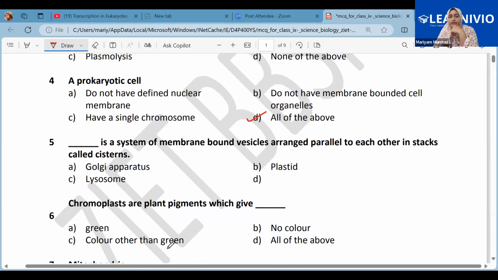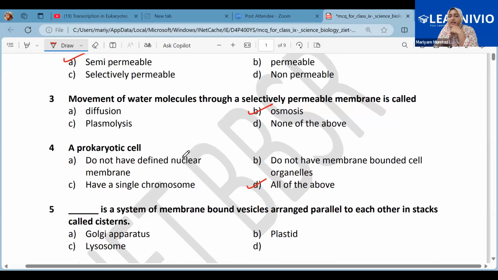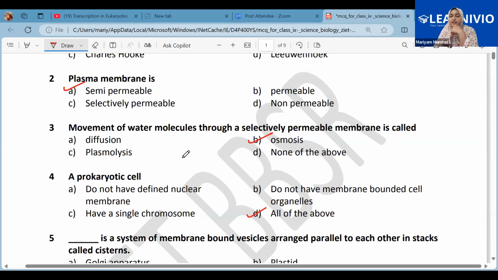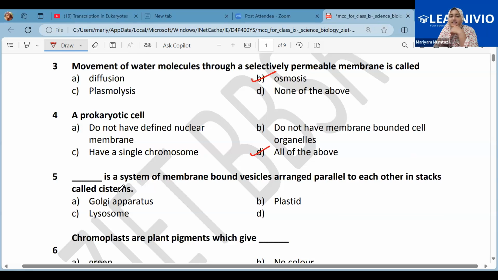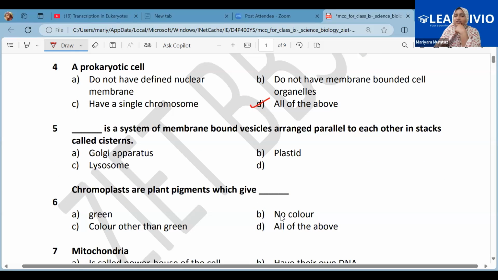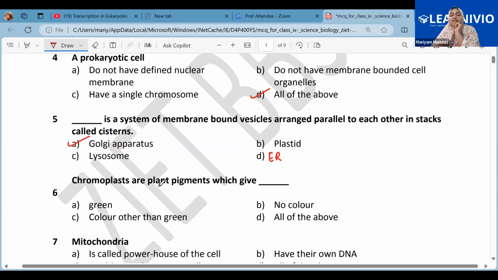Very good. Now, dash is a system of membrane-bound vesicles arranged parallel to each other in stacks called as cisterns. Golgi apparatus. They have not given option D, it's blank. What if I write here ER? Then Golgi apparatus. Golgi apparatus, ma'am.